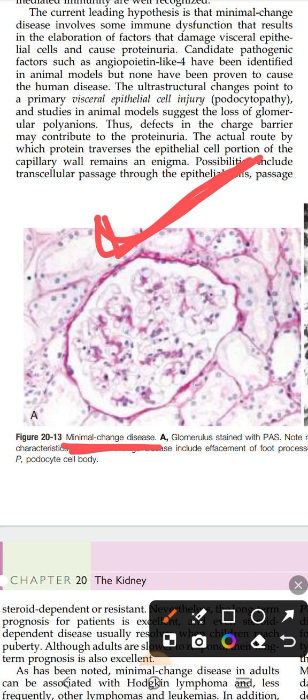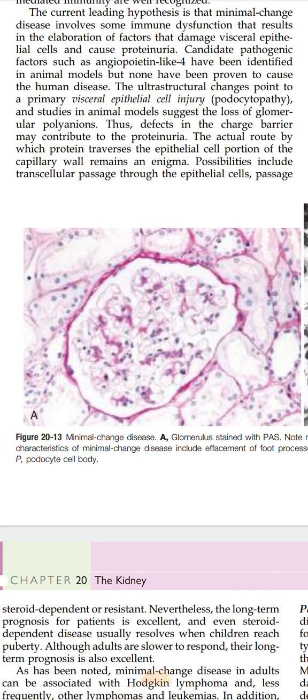Here nothing can be appreciated, it almost looks normal. And so this is minimal change disease. If any picture comes in your exam and they ask you to tell the pathology, tell the disease, then it is minimal change disease, though it looks like a normal structure.